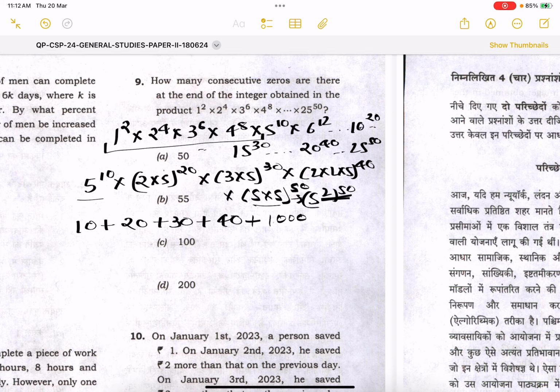Let's remove this 2 from here. So now we add this to get the number of zeros. So addition would give 200. So the answer to this question would be 200.